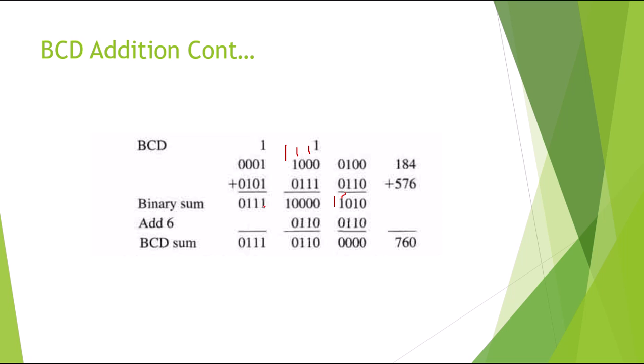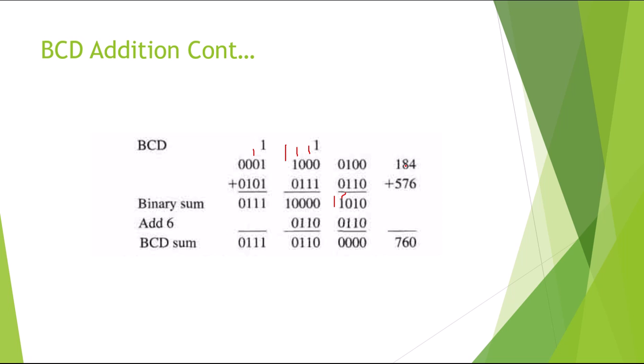Now these three ones will add become 1, and then we'll have a carry here, then we'll have 1 1 and 0. Now this number is not greater than 9, so we'll not add the 6 to this.